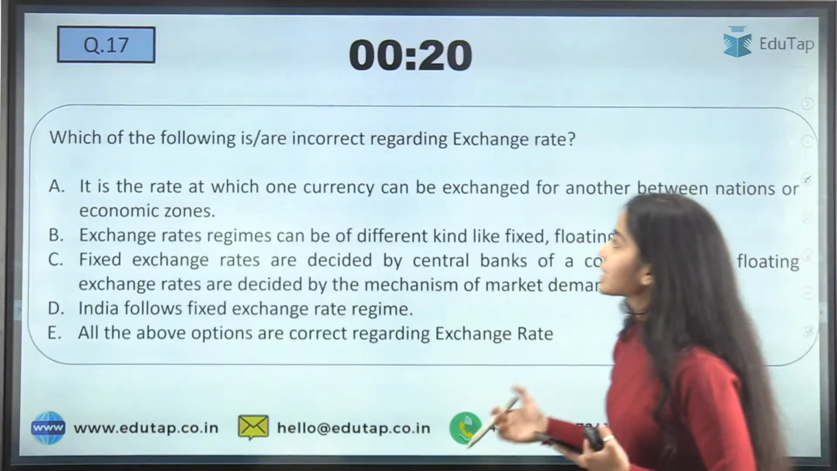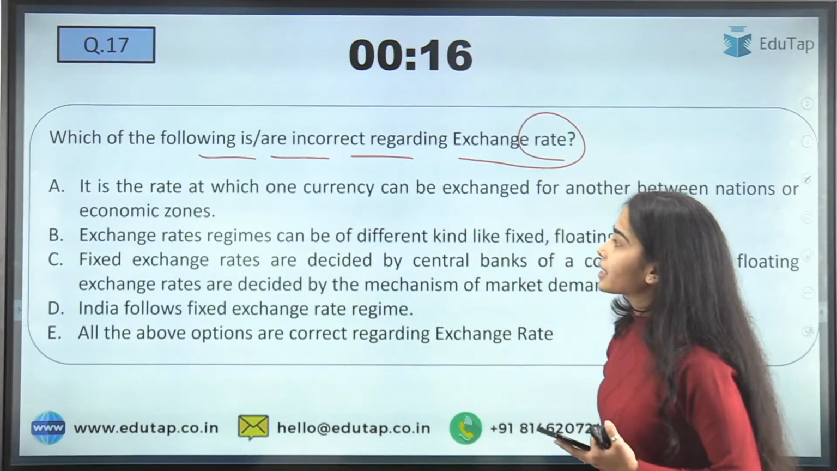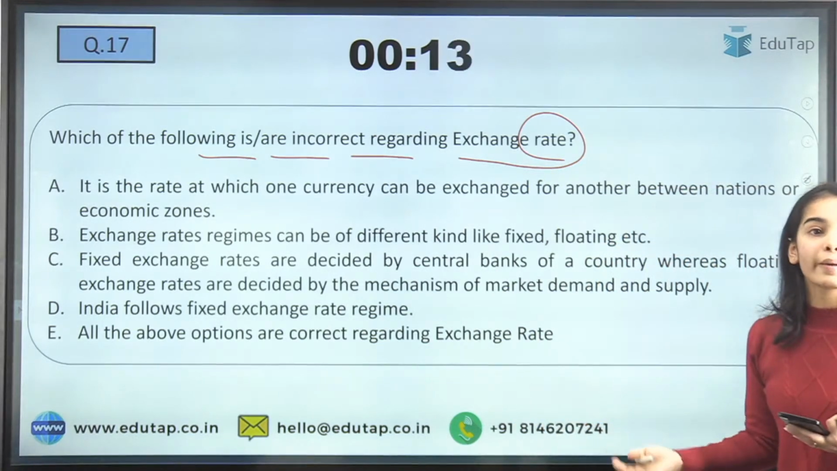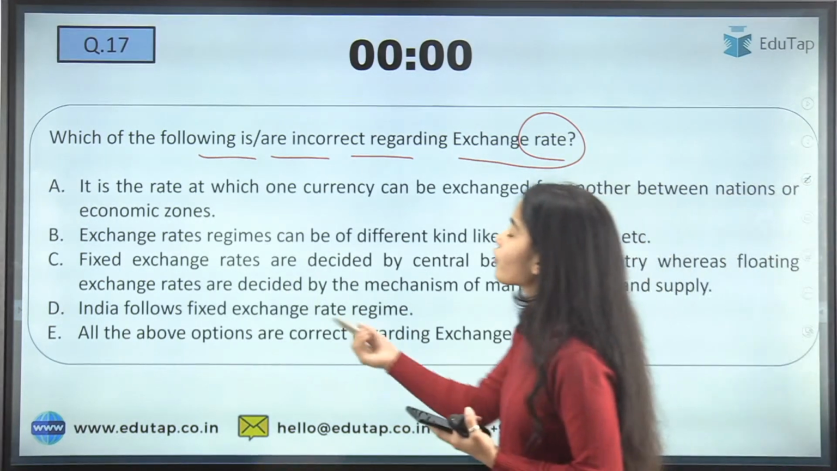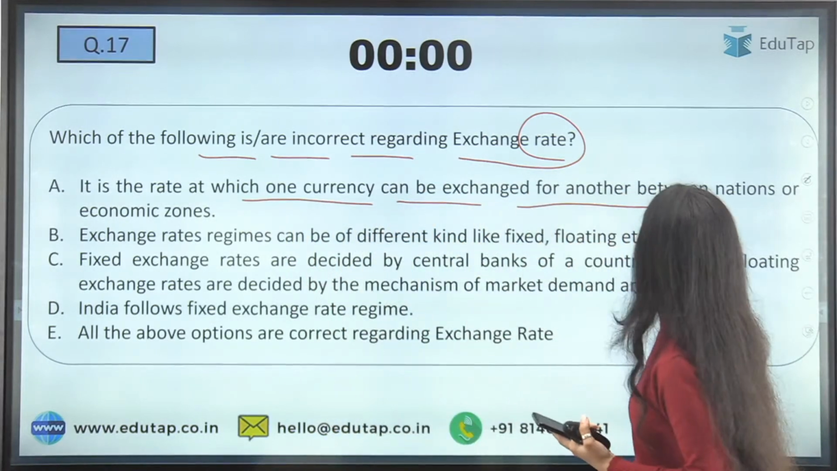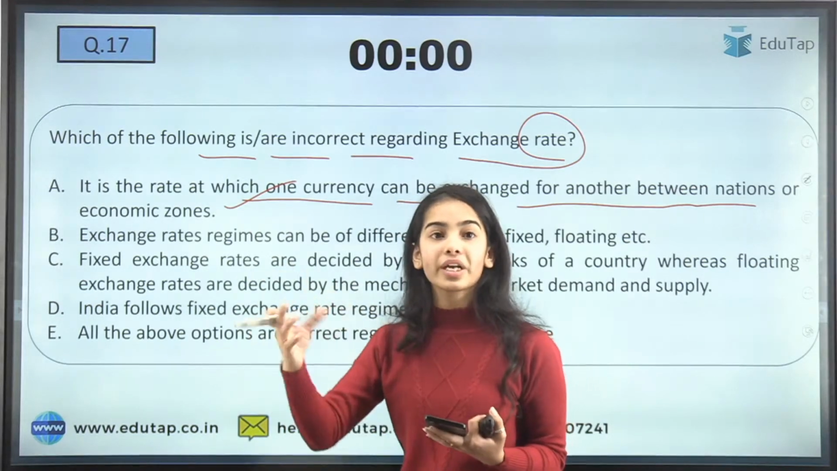So next is which of the following is or are correct regarding the exchange rate. This is also an easy question. Try to answer it. It is the rate at which one currency can be exchanged for another between nations or economic zones. This is right. It tells the exchange rate between the currencies.